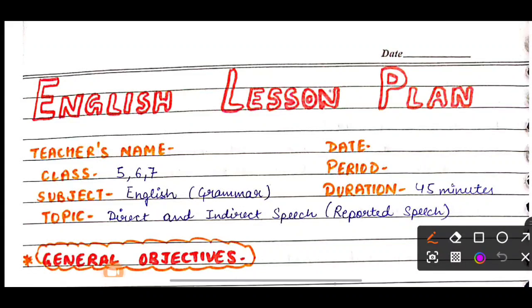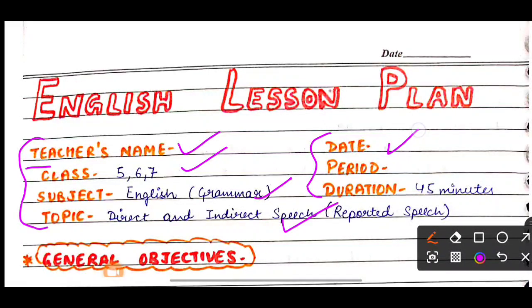So as you all know, in the starting we write the details in our lesson plan, like teacher's name, your name, and if you are pursuing B.Ed or D.El.Ed or any other teaching course, then you will write your pupil teacher's name. Then you will mention the class that you are teaching. Then we'll write English grammar, that is the subject, and then the topic. Today's topic is direct and indirect speech.